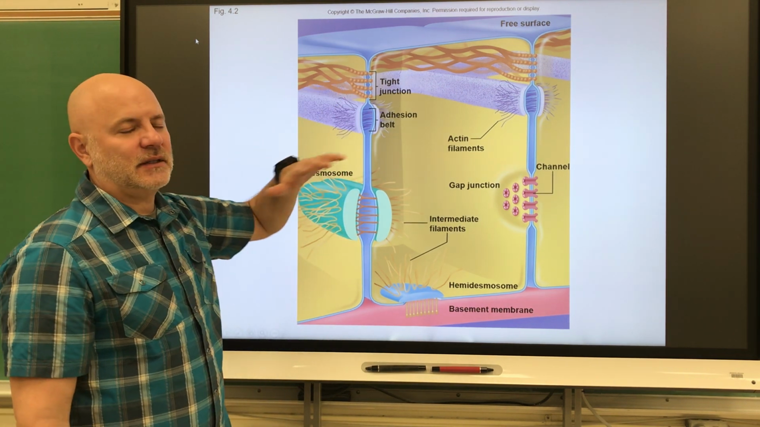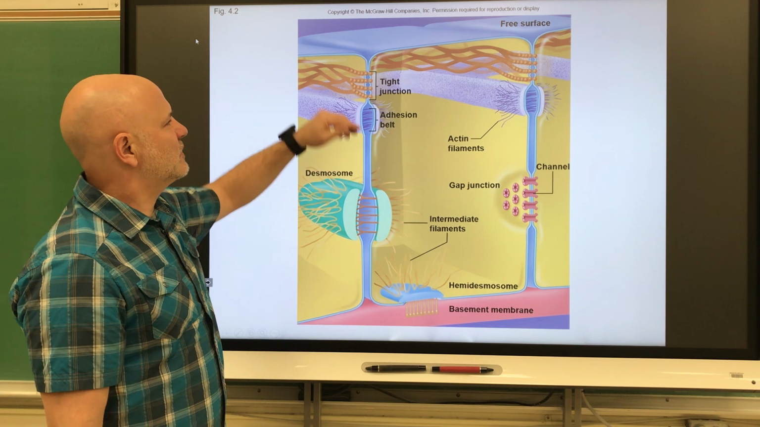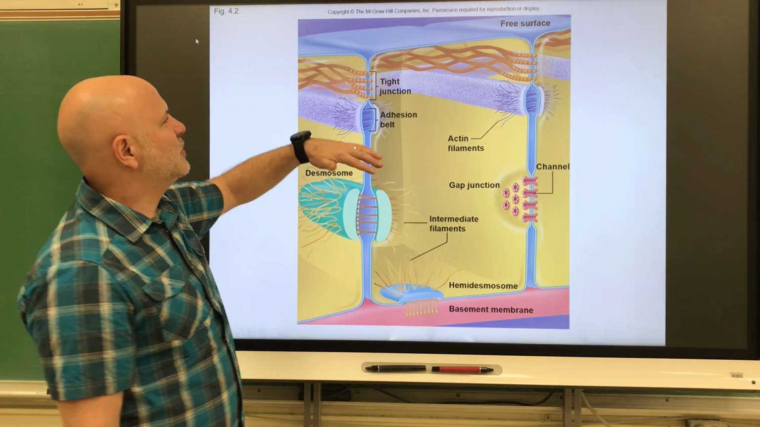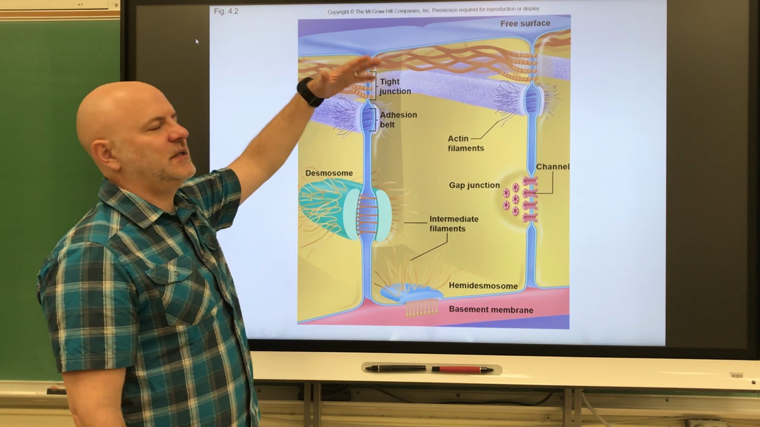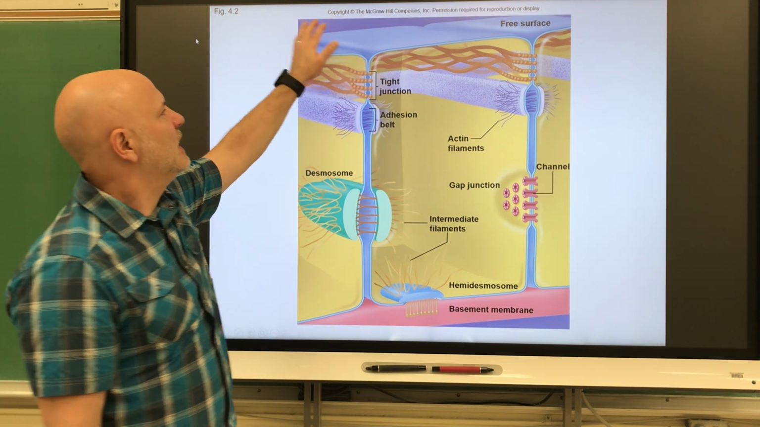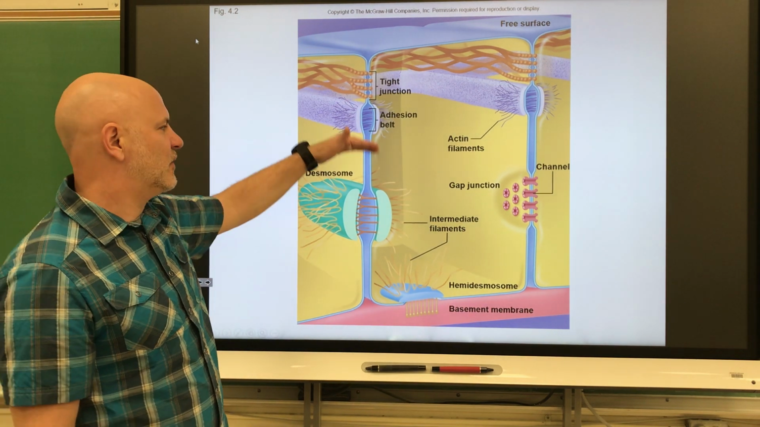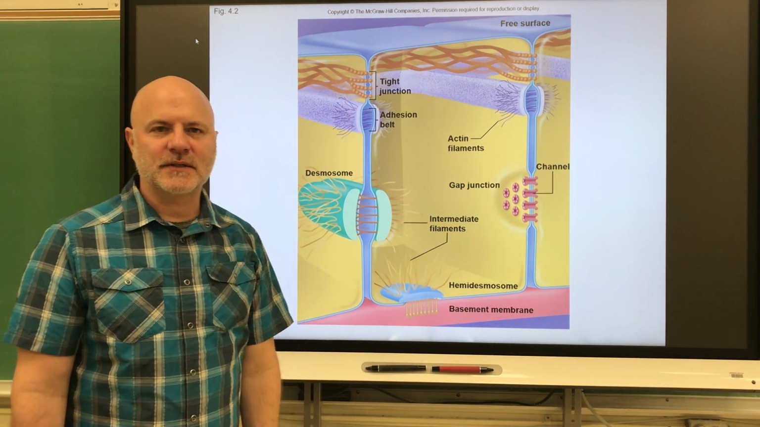These guys line the cells along our digestive tract, and that prevents substances from moving in between those cells. Because we secrete enzymes to break down proteins and carbohydrates and everything else into our digestive tract, we don't want those full molecules or even those enzymes to get into our blood system.